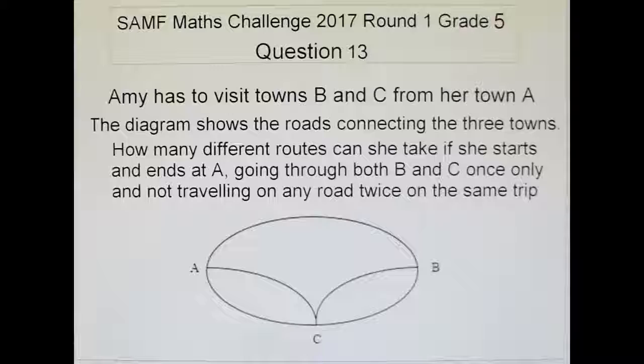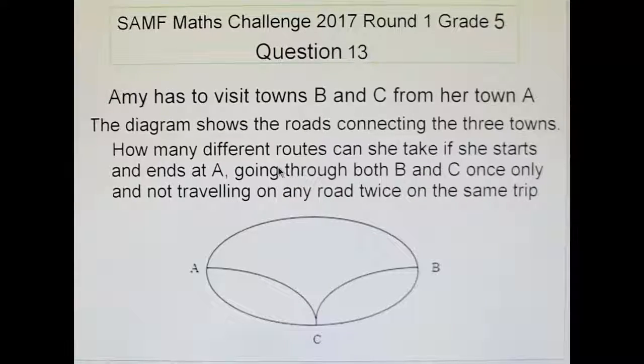Question 13. Amy has to visit towns B and C from her town A. So Amy stays over there, and she's going to visit towns B and town C. Now this picture shows the roads connecting the three towns. How many different routes can she take if she starts and she ends at A?